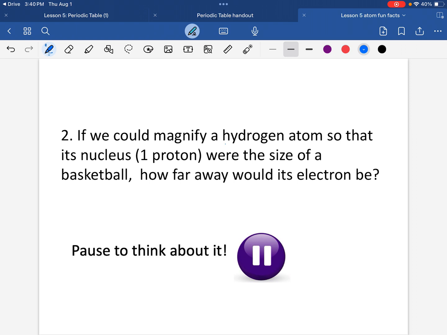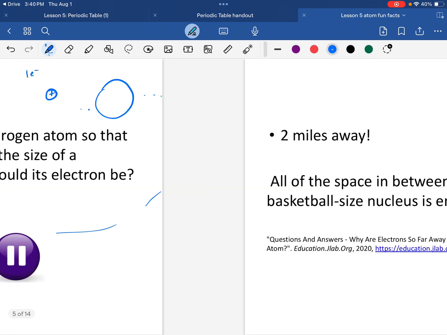Okay, next question. If we could magnify a hydrogen atom, so remember hydrogen atoms have one proton and one electron, right? If we could magnify it so that its nucleus were the size of a basketball, so we enlarge it, and the nucleus is a basketball, how far away would its electrons be whizzing around? Sometimes they'd be close to the nucleus, but sometimes they'd be really far away. How far away could those electrons get and still be part of that hydrogen atom?